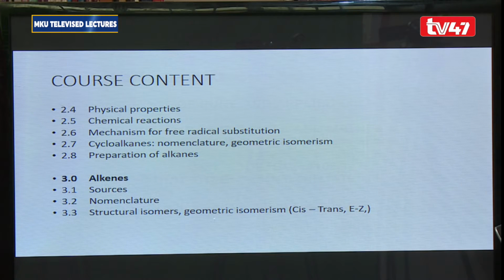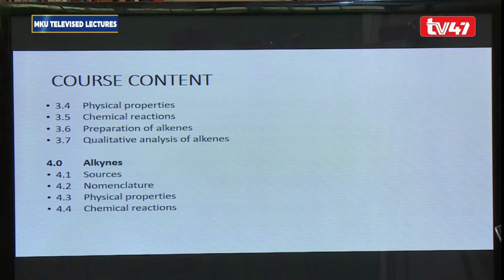Then the next subtopic is on alkenes. It will be on sources, nomenclature, structural isomers, and geometric isomers, that is the cis and trans isomers. We also look at physical properties, chemical reactions, preparations of alkenes, qualitative analysis of alkenes. Then we have a subtopic on alkynes, that is sources, nomenclature, physical properties, and chemical reactions.